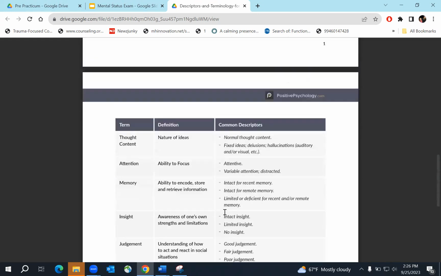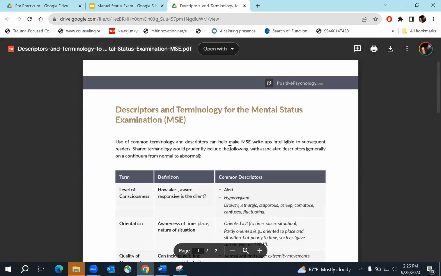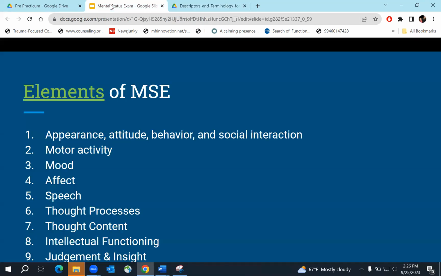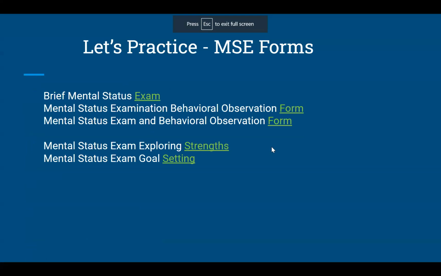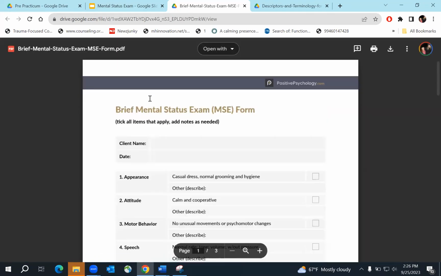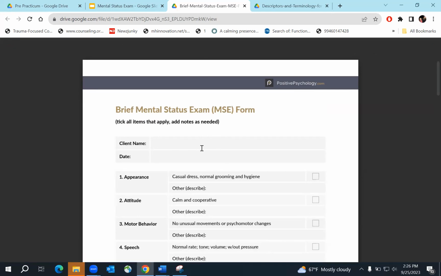So what you're going to do is print this out and use it. You want to use it when you're working with clients, of course, but you want to use it for your assignments this week as well. All right, so here are the 5 forms that I was talking about. The brief mental status exam form is the first one, and you're going to practice with each of these forms. These are fillable, so you can write right in there.